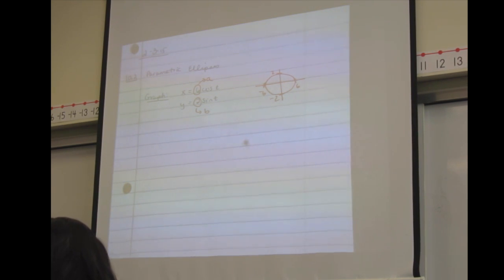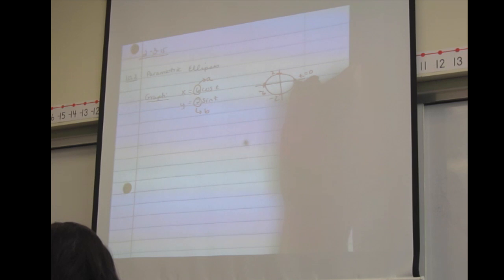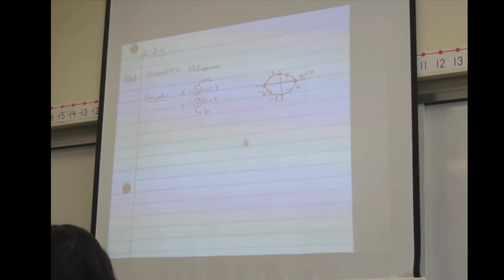So what you also need to know is where you start. Always mark it: t equal to 0 is here, and we go counterclockwise, correct? You can just put a few arrows on there. You always want to know where you started and then which direction.